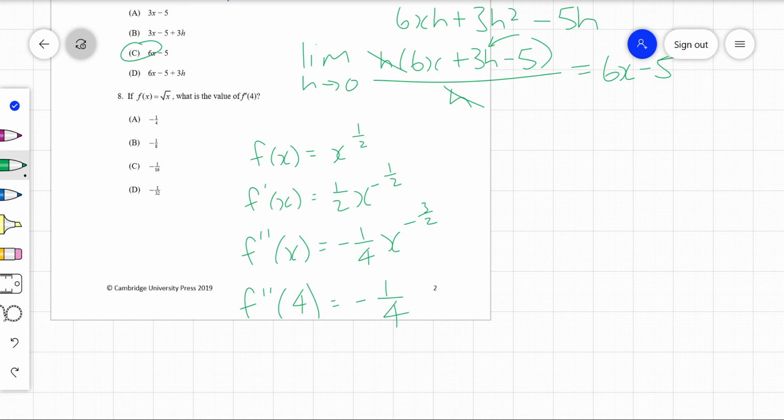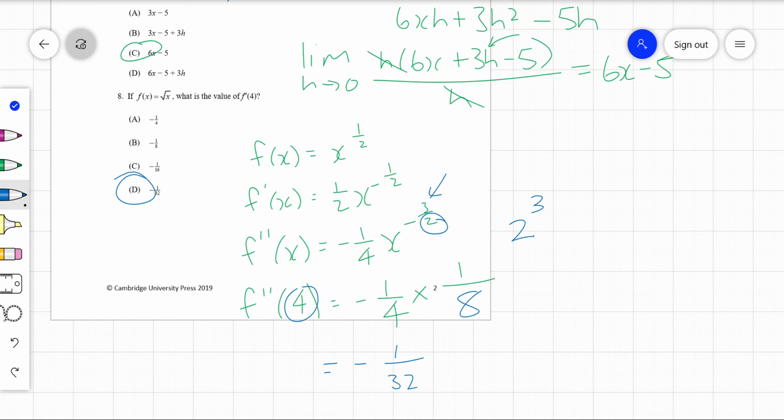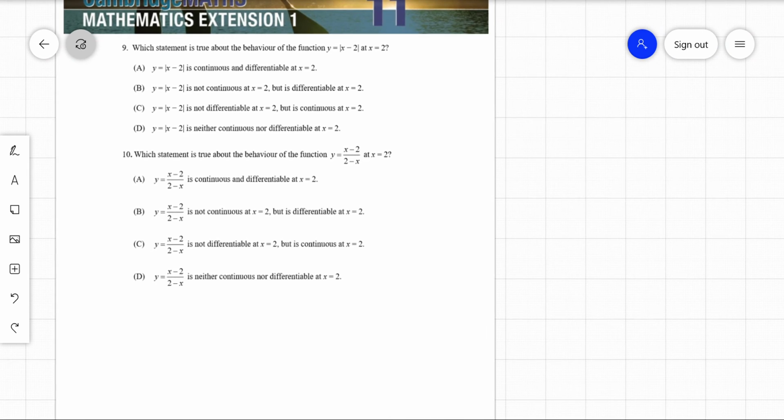Now remember, this is x to the power of negative, so I know it's 1 over x to the power of 1.5. Now that's the same as the bottom part will be square rooting the x, and the top part is power of 3. So if I square root 4, because remember I'm subbing 4 in, square root of 4 is 2, and 2 cubed is 8. So you can see I'll get negative 1 on 32, which is there, thank goodness. Alrighty, and moving right along to 9.